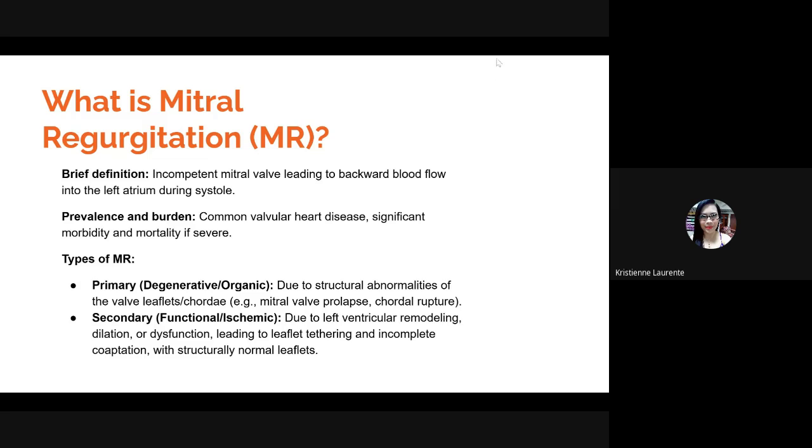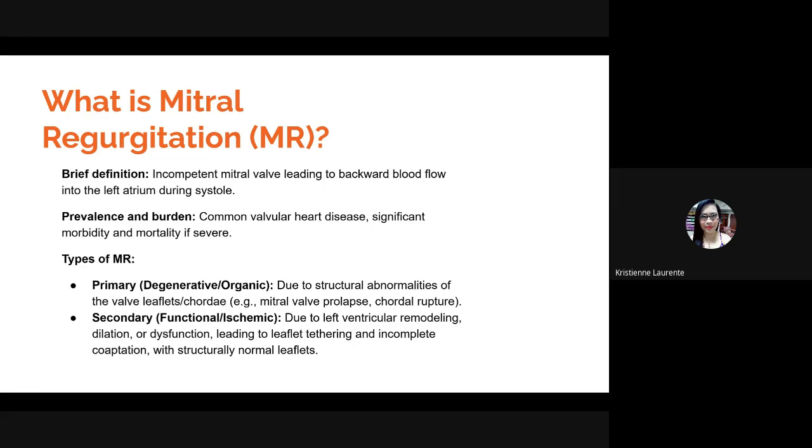Typically, MR is divided into two types. First is the primary, which is degenerative. It is due to structural abnormalities of the valve, like the valve leaflets or chordae, such as mitral valve prolapse and chordal rupture. And we have the secondary, which is functional, due to left ventricular remodeling, dilation or dysfunction, leading to leaflet tethering and incomplete coaptation with structurally normal leaflets.